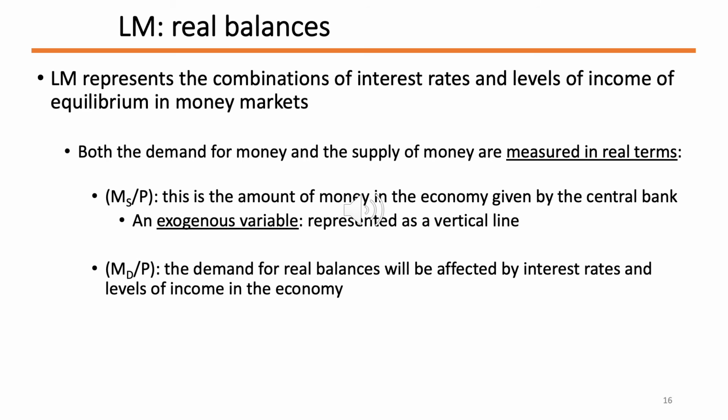As regards the demand for money, which is capital MD for the demand for money over P for the price level, so the demand for money in real terms, or the demand for real balances, this is going to be an endogenous variable, which means that it's going to be explained within the model according to some variables. Which are they? Changes in interest rates and the levels of income in the economy.